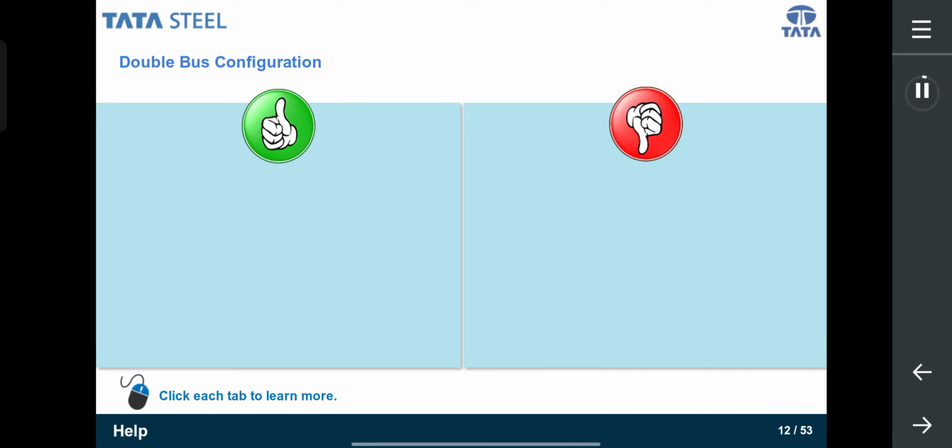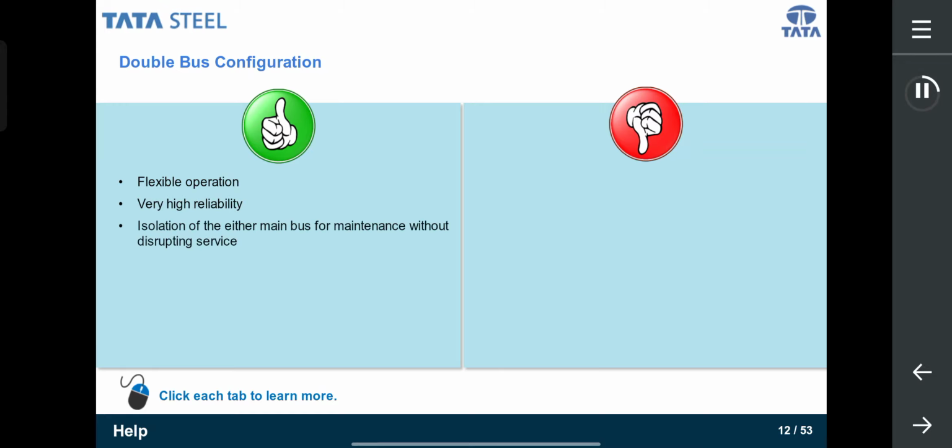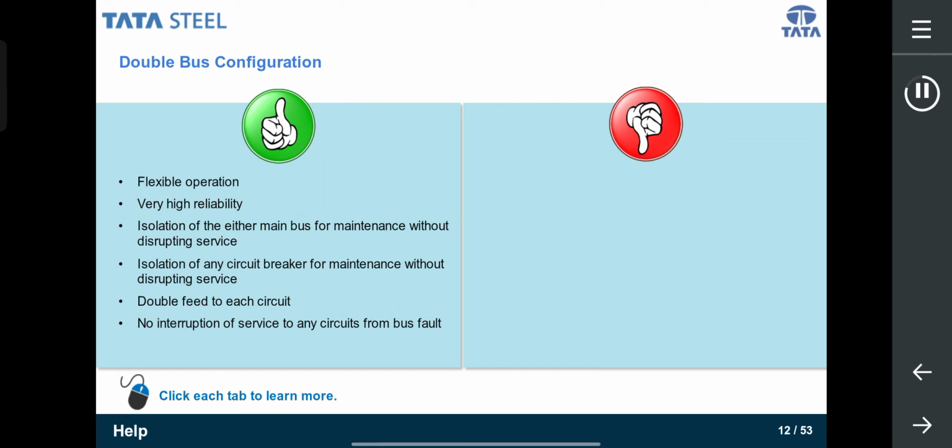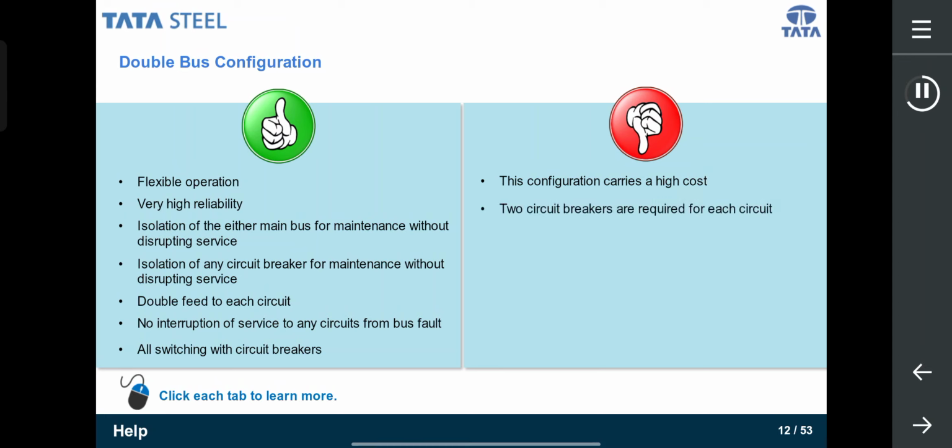Its advantages are flexible operation, very high reliability, isolation of either main bus for maintenance without disrupting service, isolation of any circuit breaker for maintenance without disrupting service, double feed to each circuit, no interruption of service to any circuits from bus fault, all switching with circuit breakers. Its disadvantages are this configuration carries a high cost. Two circuit breakers are required for each circuit.